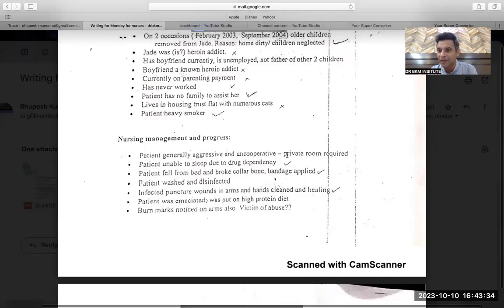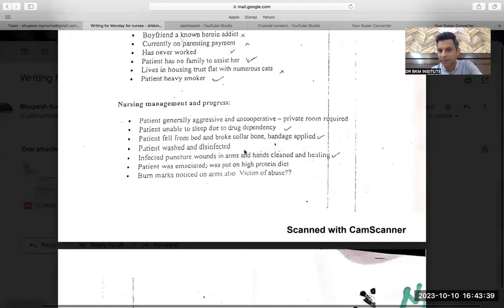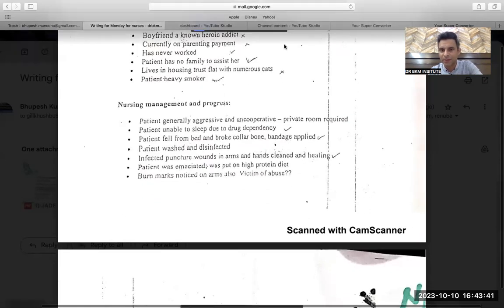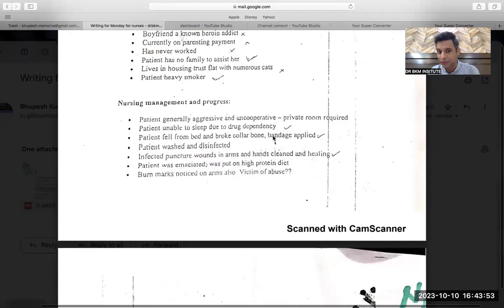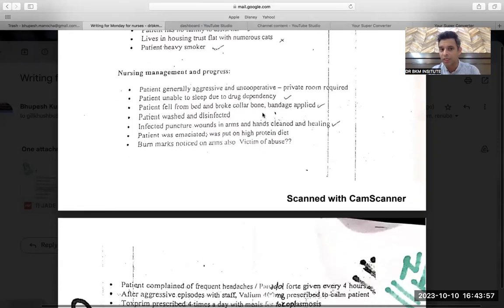So the private room was provided. Patient was unable to sleep due to drug dependency. Patient fell from the bed and broke her collarbone. So now I need to understand what do I want to write to community health nurse. So I will tell community health nurse that this patient can be aggressive, this patient can be uncooperative, because during hospitalization we have seen that she did not sleep well, she broke her collarbone.